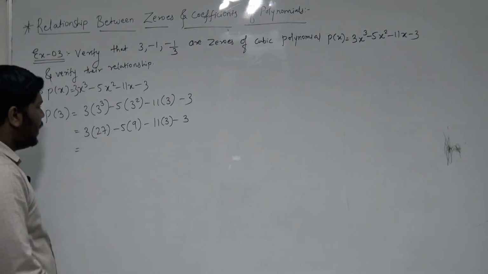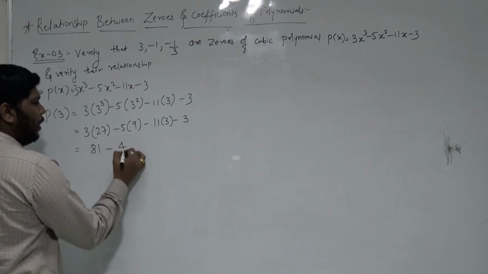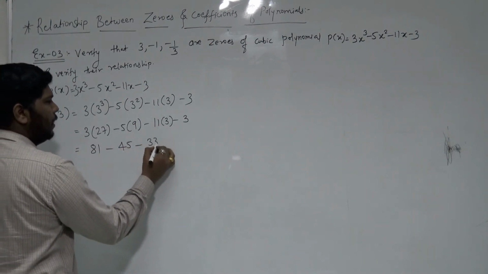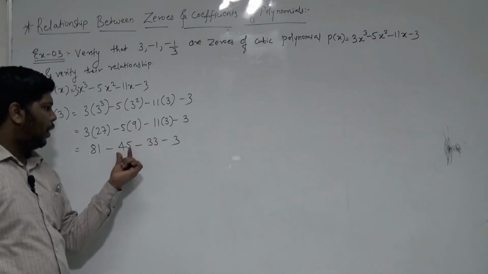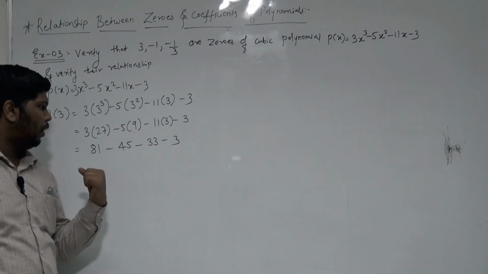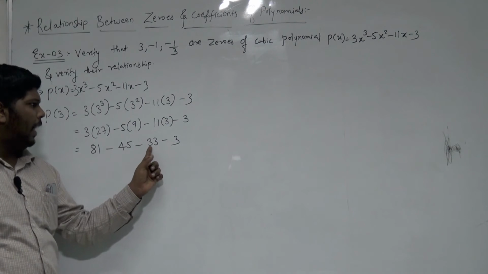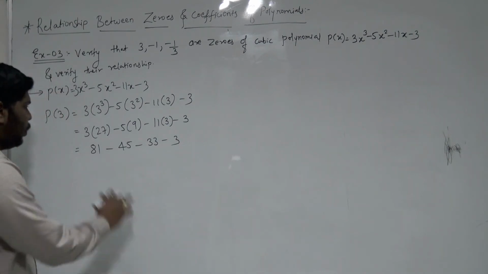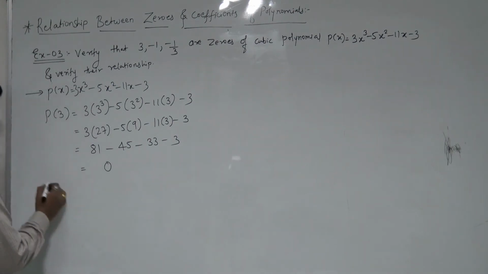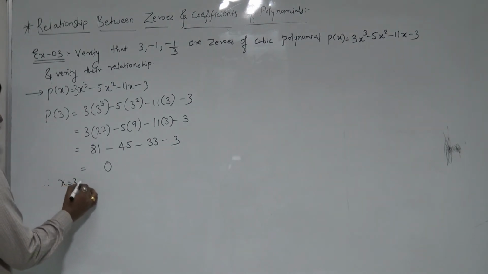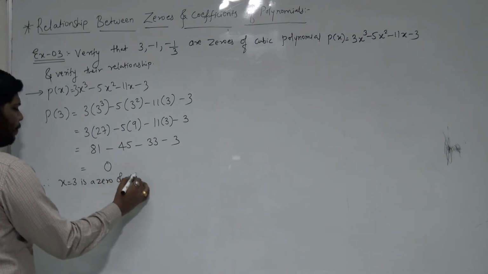Now let us multiply this. Can I say 3 into 27? This will give you 81, minus 5 nines, this is 45, 11 threes is 33, correct? And minus 3. So if you add this together, right, 45 plus 33 plus 3, what you will get? 45 plus 33 is somewhere around 78, and 78 plus 3 is 81. So 81 minus 81, it will be how much? It will be 0 only. So therefore we can say x is equal to 3 is a 0 of p of x, correct?